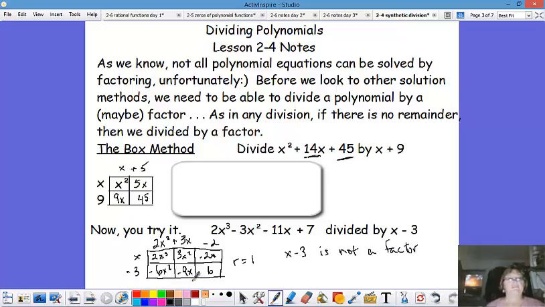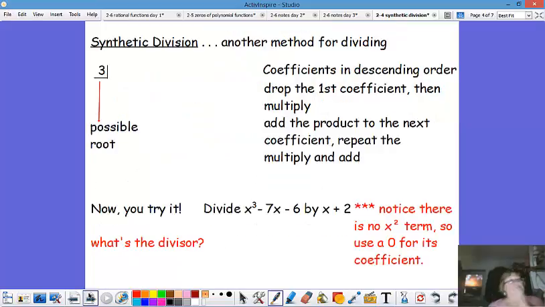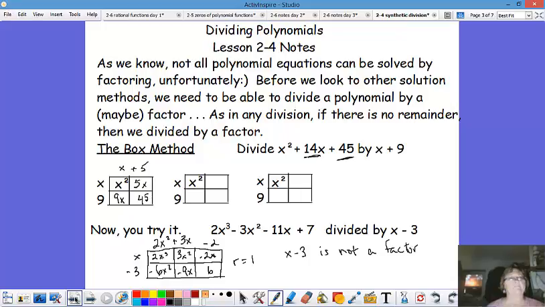All right, I hope that you remember that dividing by the box method. I'd like to take just a moment and have you try dividing by another method. In fact, we're going to do the same problem, and I just realized that I don't know the coefficients anymore, so I'm going to have to go back there and do a quick memorization here. 2x cubed minus 3x squared.